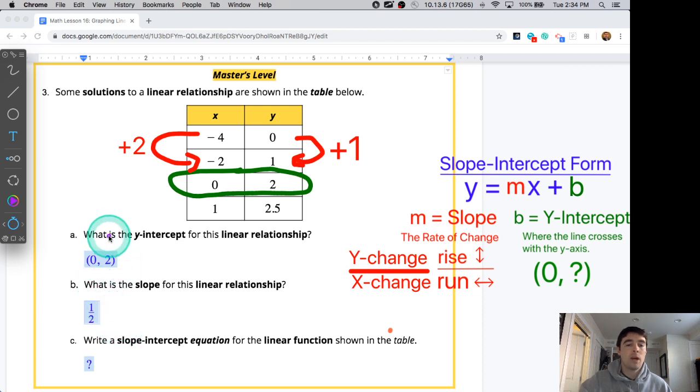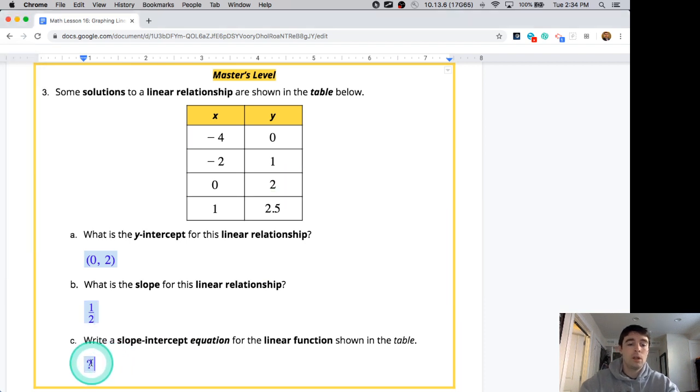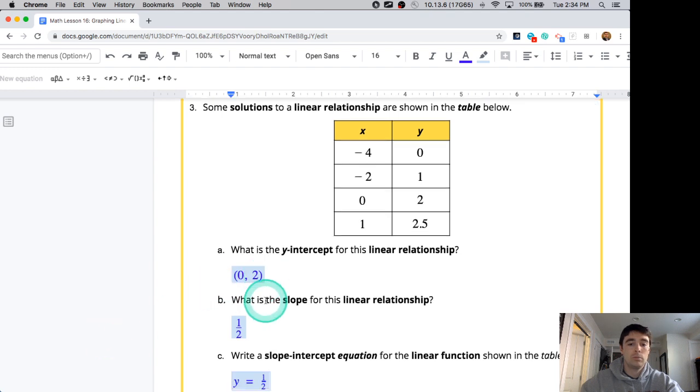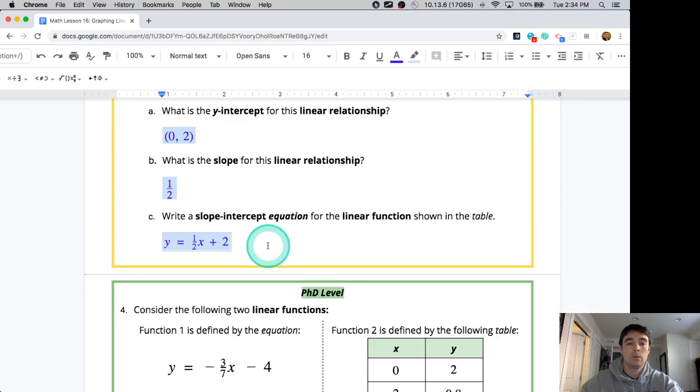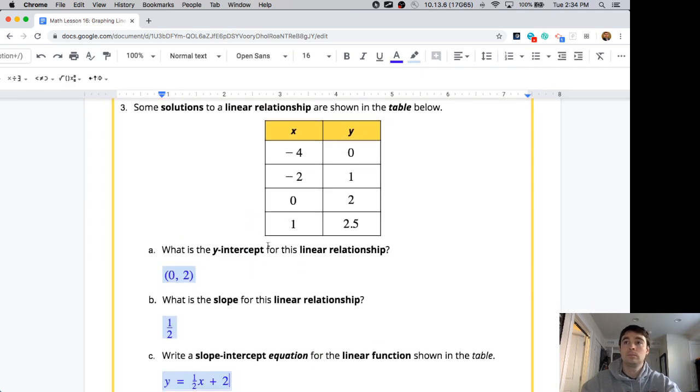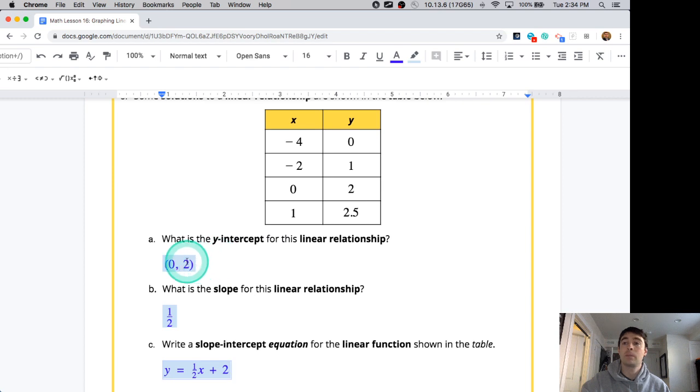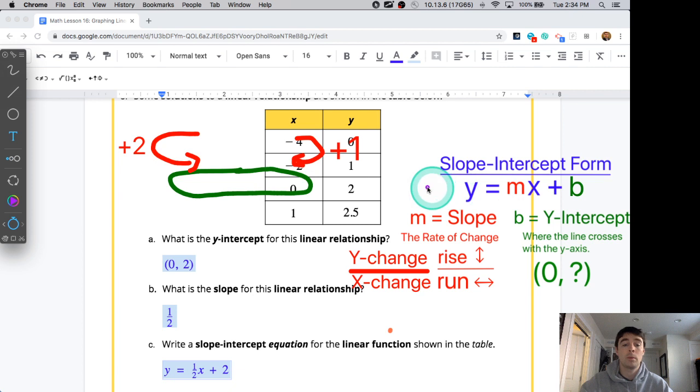So if this is our y-intercept, 0 and 2, and if this is our slope, 1/2, then we know for our equation, this y equals mx plus b equation, we're going to want to put in y equals 1/2 x plus 2. Again, once you have your y-intercept, the starting point, and the slope, how the line moves, you know everything about the line, and you can quickly write an equation using that y equals mx plus b formula.